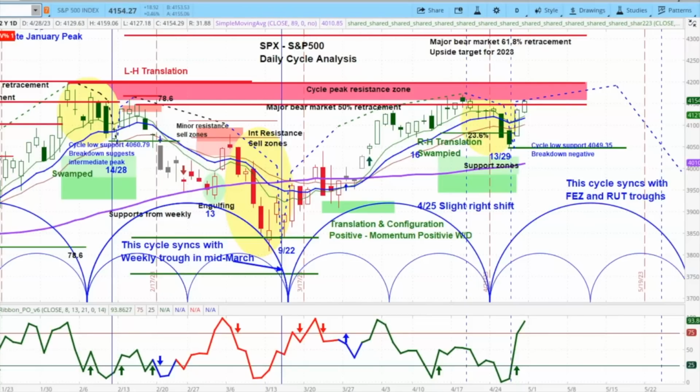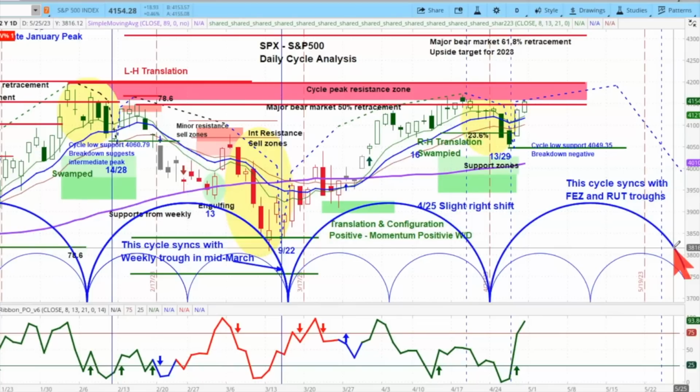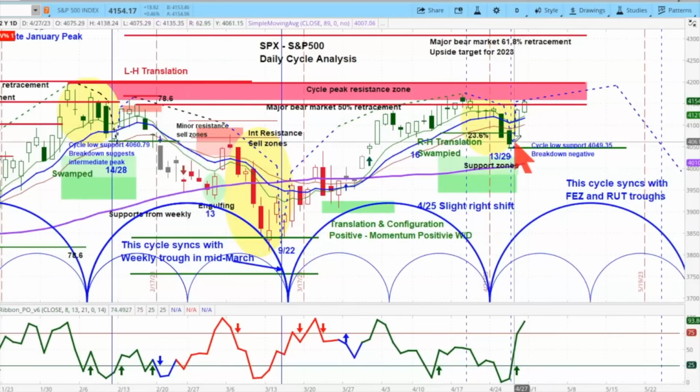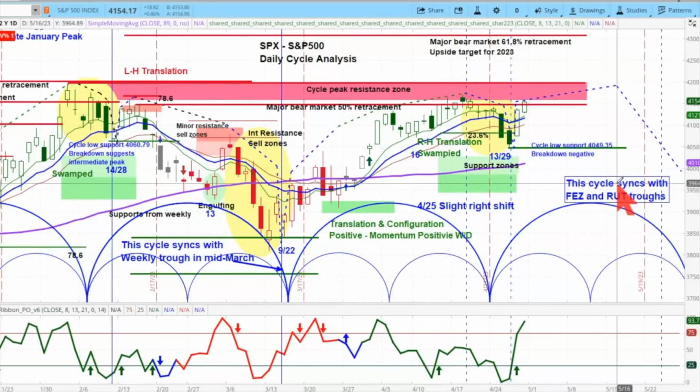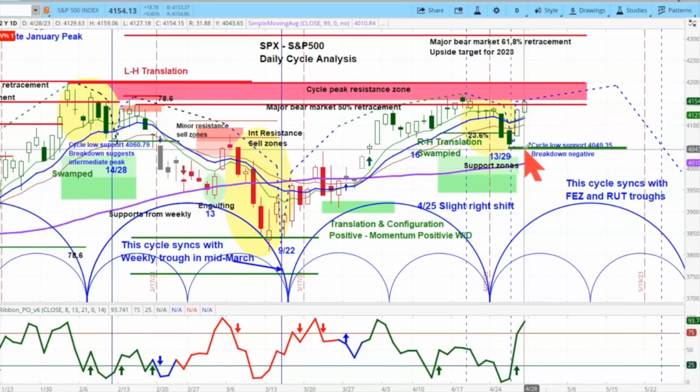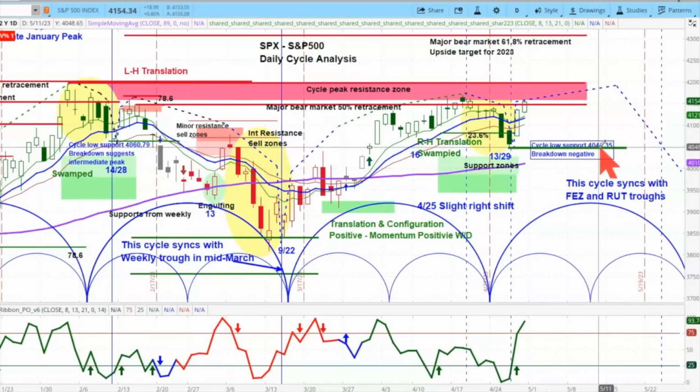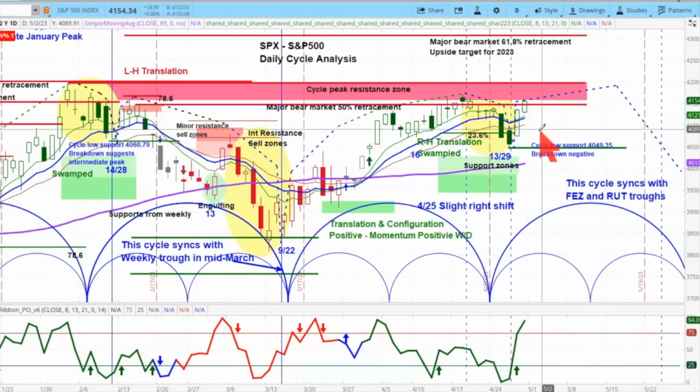And the reason for that is because the FEZ and the Russell have troughs that are coming out over here in late May or early June. What that says to me is that this cycle right over here is likely to be corrective and get below this cycle low at 4,049.35, but not yet.